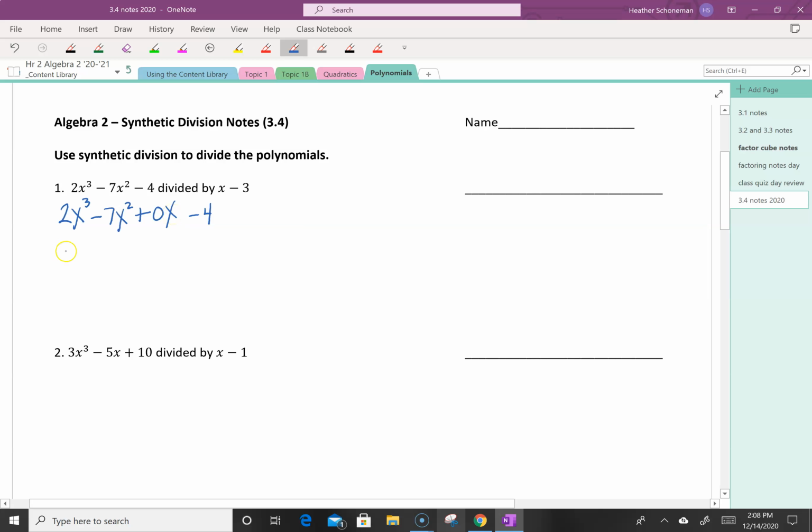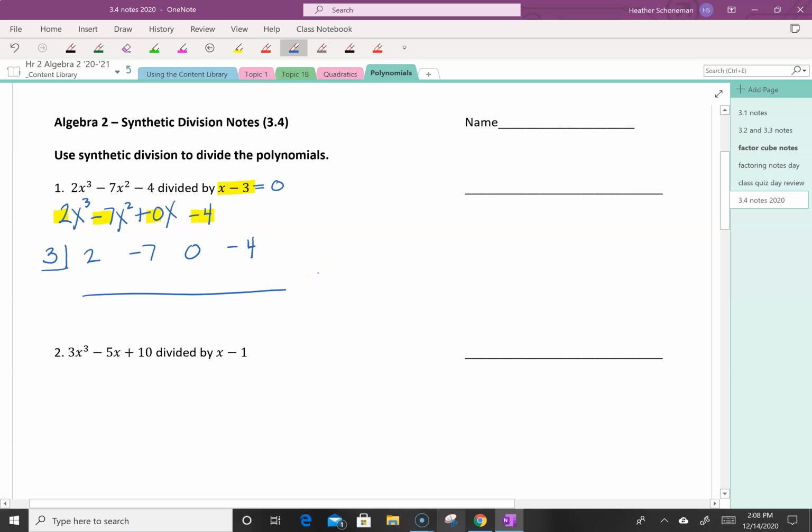Then for synthetic division, I'm going to start by making a little box. Now in that box is what I'm dividing by. I'm dividing by x minus 3. Well, I want you to think of this as a factor. And when we were solving by factoring, we'd set it equal to 0 and we'd get x equals positive 3. So that's what we're going to put in the box. Now next to it, we're going to put all the coefficients: 2, negative 7. We're going to include the 0 because we need it as a placeholder. 2, negative 7, 0, negative 4.